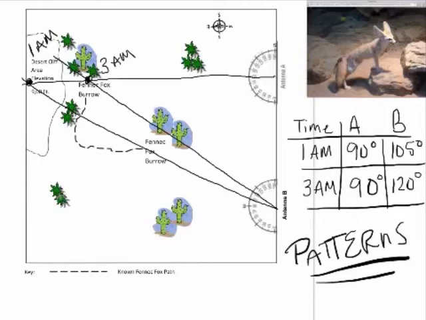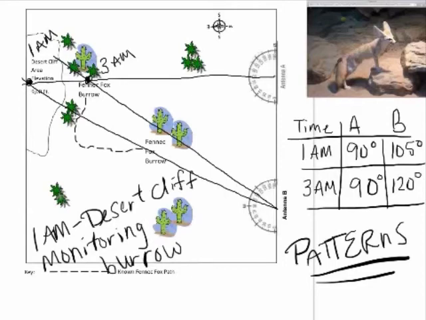For example, I could have some journaling that goes along with this. I could say at 1 a.m. in the desert cliff elevation area, I could say that it was monitoring the burrow, because from that high elevation of 9,000 feet, it might be looking out for the burrow and looking out for other specific predators.